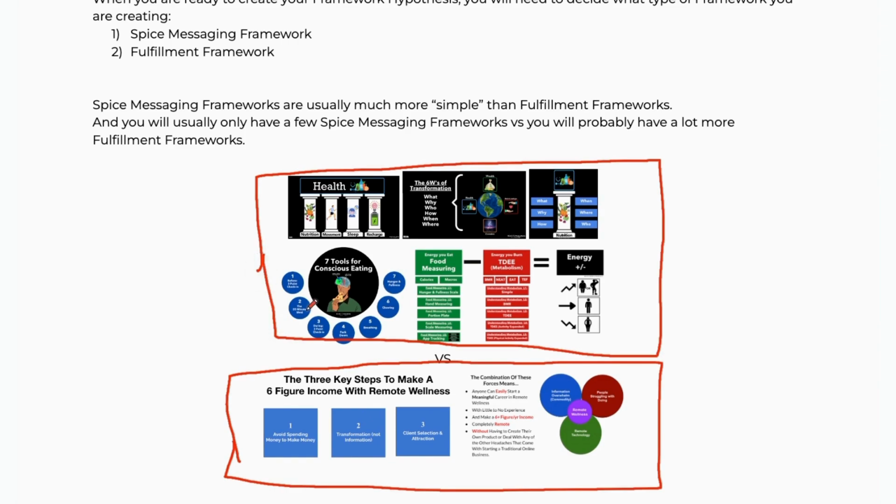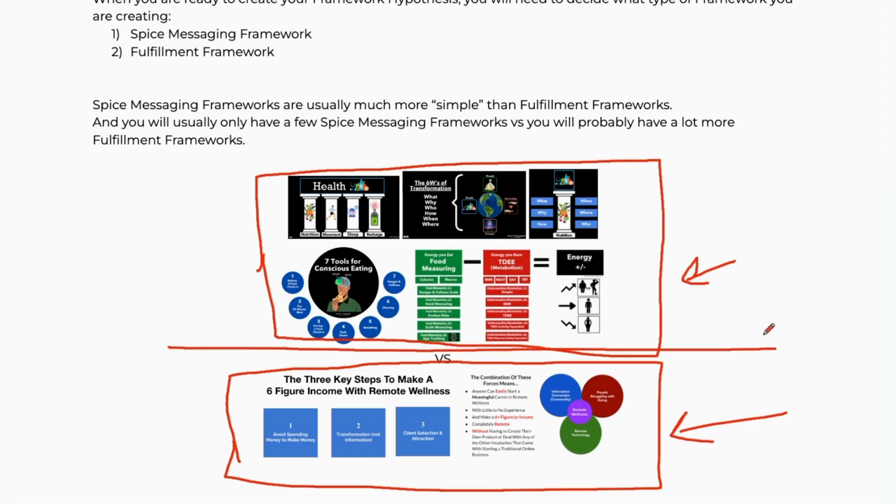Now, we've talked about how we've already licensed to you our fulfillment framework, so it's not like you have to go out there and try and reinvent the wheel here, right? But I just want you to be aware that you're probably only going to have a handful, probably 1, 2, maybe 4 or 5 SPICE messaging frameworks, and you're probably going to have a lot more fulfillment frameworks. But again, remember, it's not like these are clear cut where there's a line in between here.